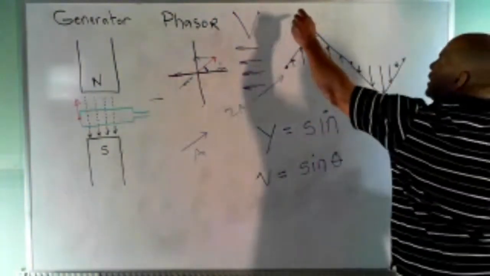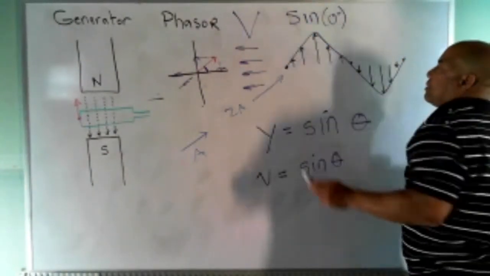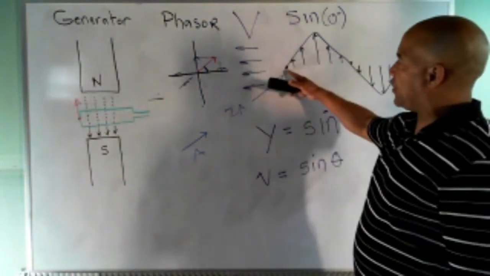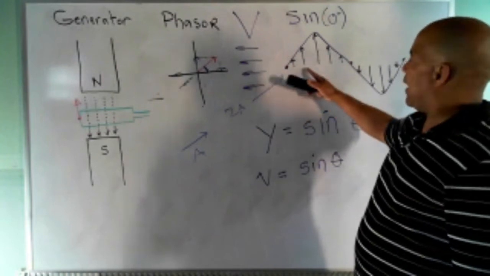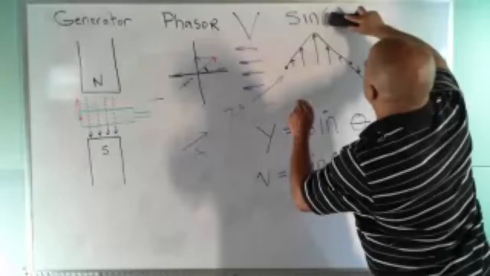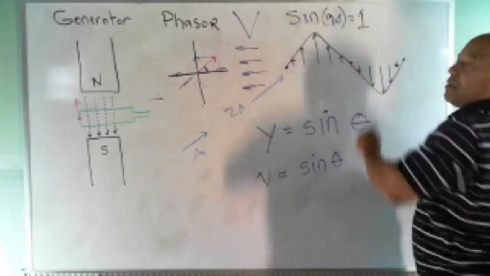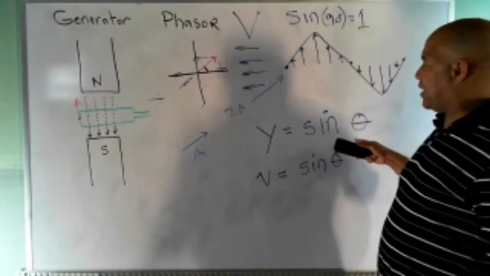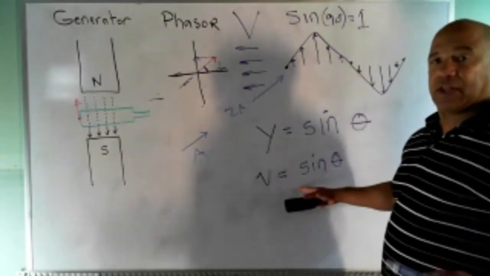If you take the sine of 0 degrees, you get a 0. So at 0 degrees, we expect the voltage to be 0, and that's reflected here. At 90, we expect it to be a maximum. Now, if we take the sine of 90 degrees, what you're going to get is a 1. In fact, the biggest value I can get out here for y or for v is 1.